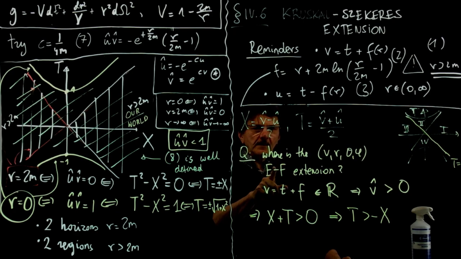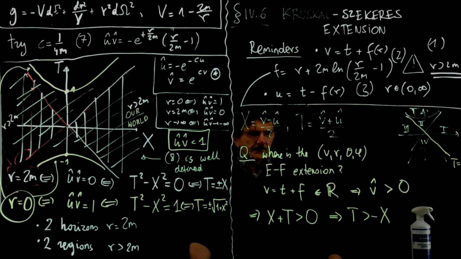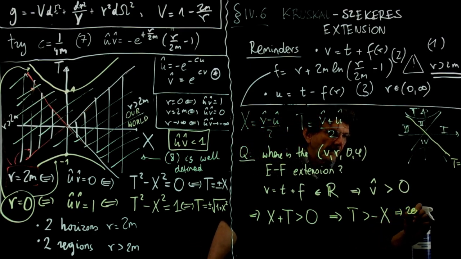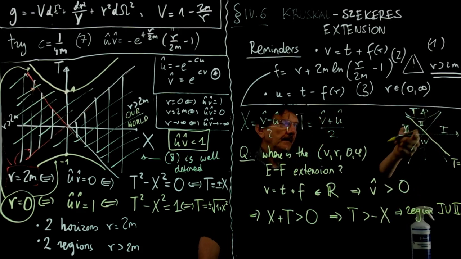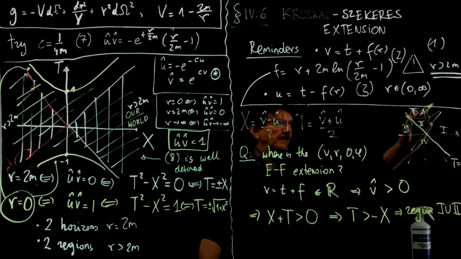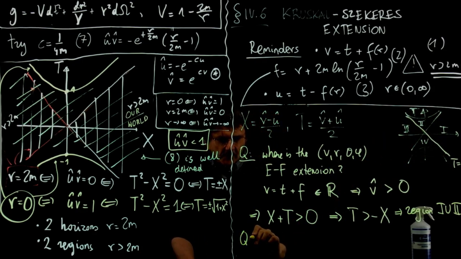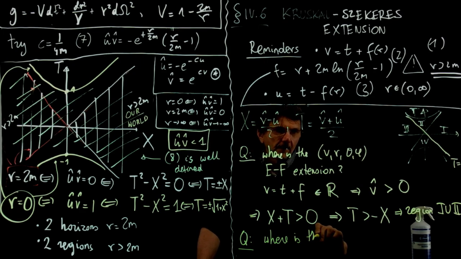So this Eddington-Finkelstein extension corresponds to the region above the descending diagonal, right? So this is regions 1 and 2, and the event horizon. So what we did in the Eddington-Finkelstein case is that we just found half of the Kruskal-Szekeres manifold. We didn't find all of it, we just found a piece. So let's repeat the same question for the u, r, theta, phi extension.